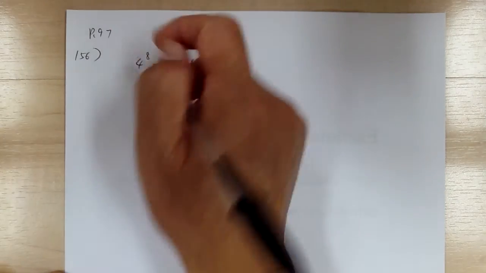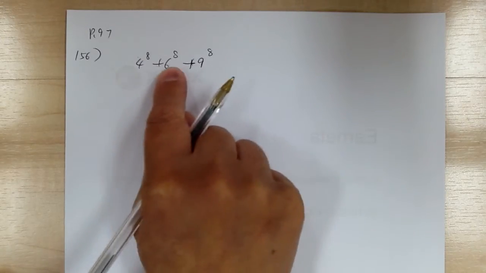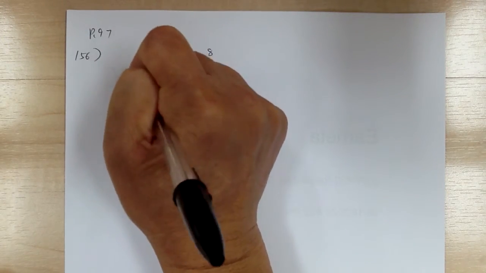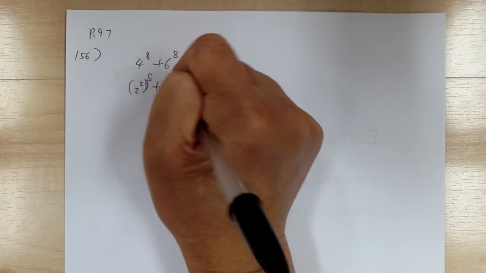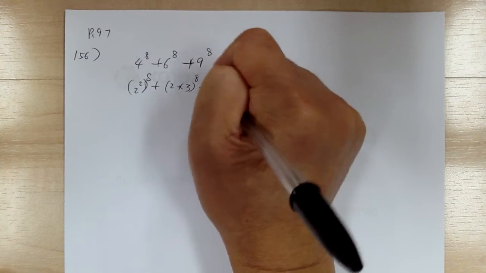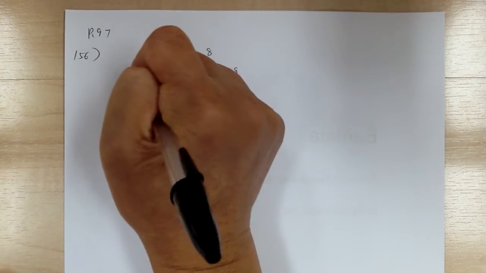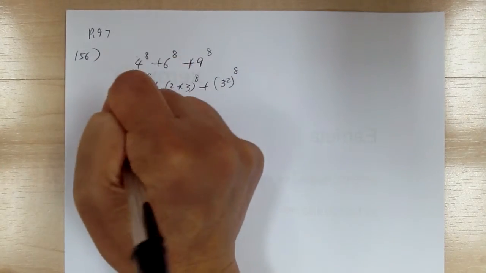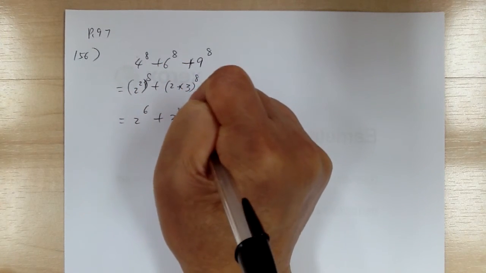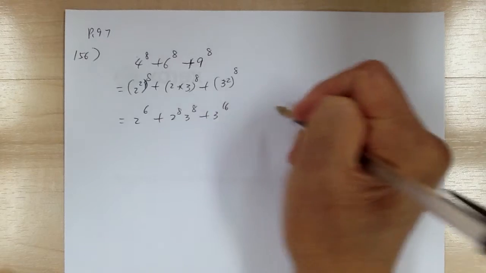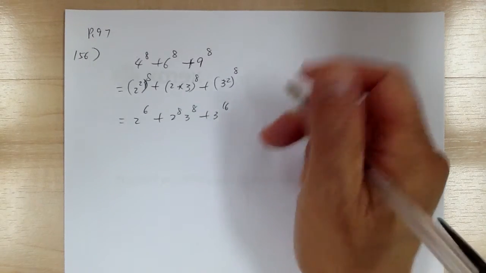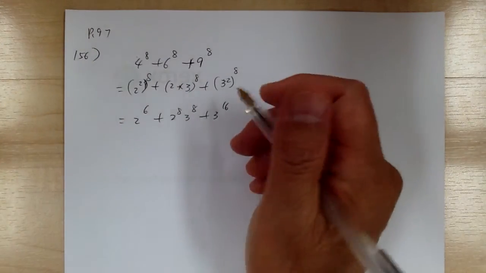But before we do that, let's go ahead and try to tidy these things up a little bit. So 4 equals 2 squared, and 6 equals 2 times 3, and 9 equals 3 squared. And so, simplifying things a little bit, this equals 2 to the 16 plus 2 to the 8, 3 to the 8 plus 3 to the 16. Okay.